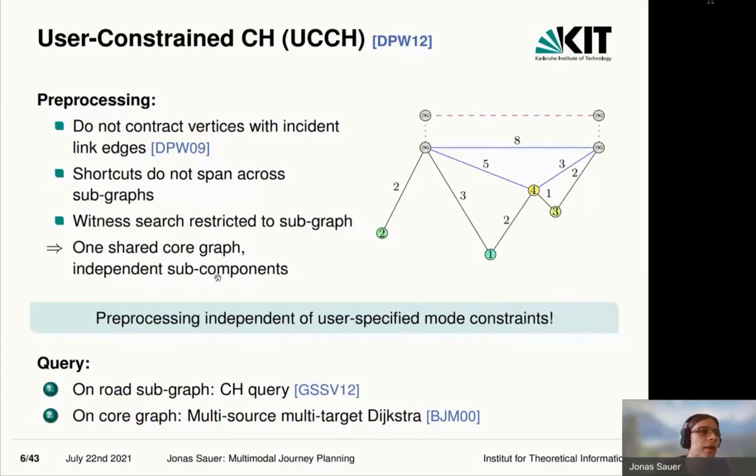But the important thing about this technique is that we only have to do this on the core graph. And on the road subgraph, because we can perform a CH query, we can be much faster than we would be if we did Dijkstra's algorithm on the whole network. And the search on the core graph is also faster because the core graph is much smaller than the original network. So we get quite a bit of speed up from doing that.